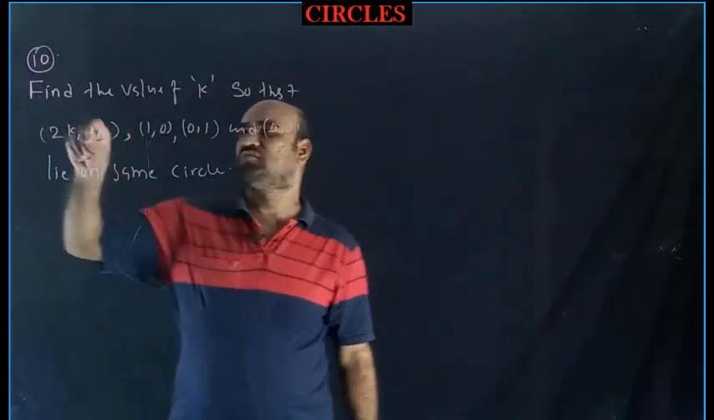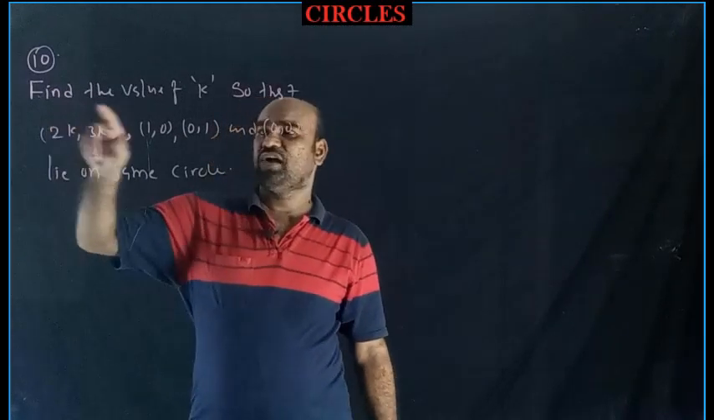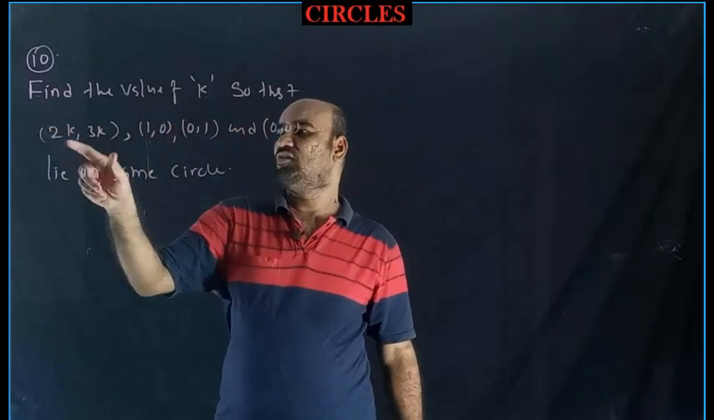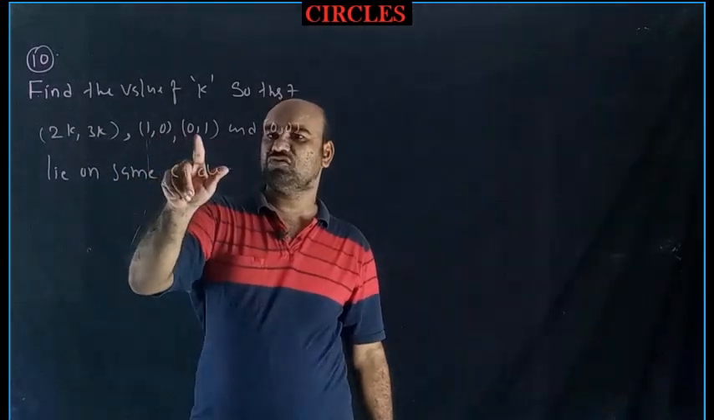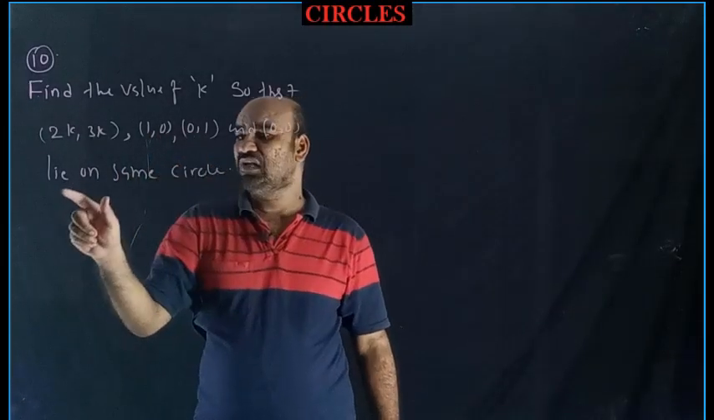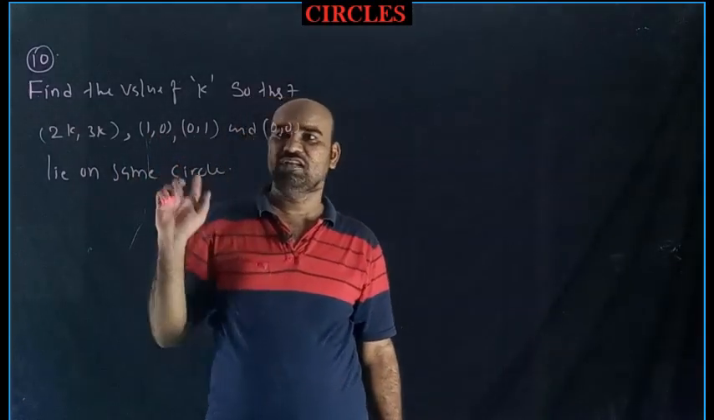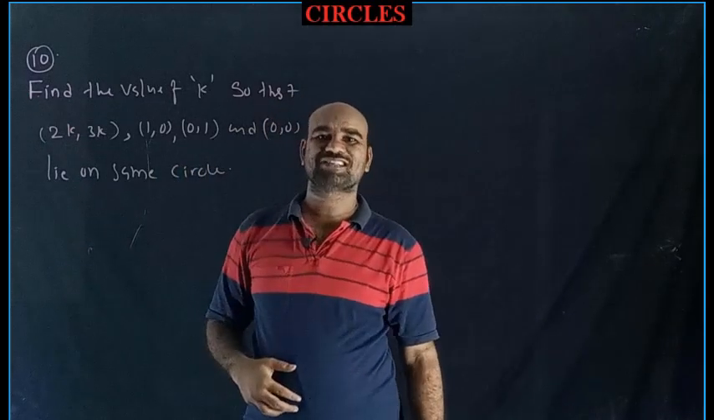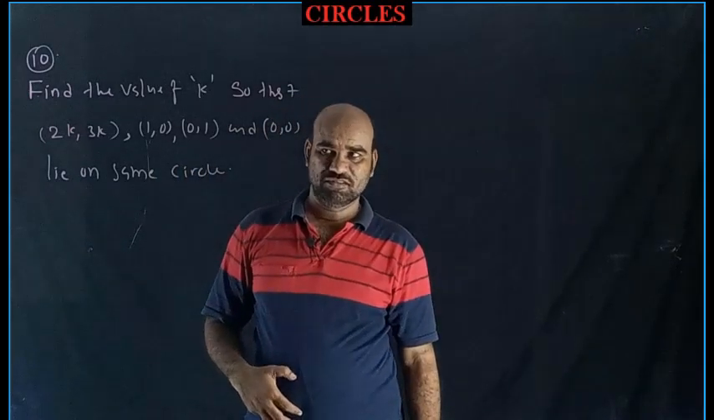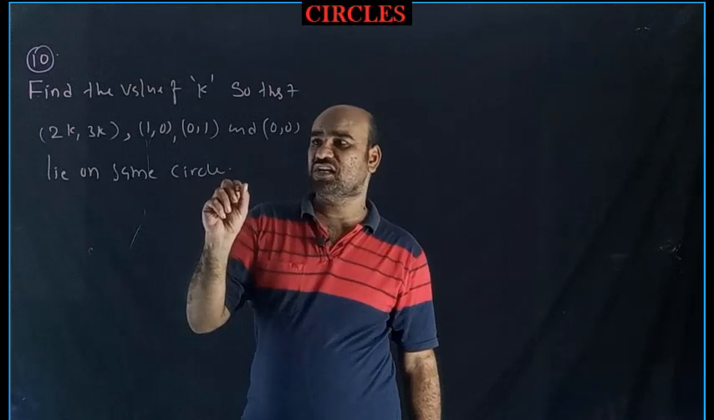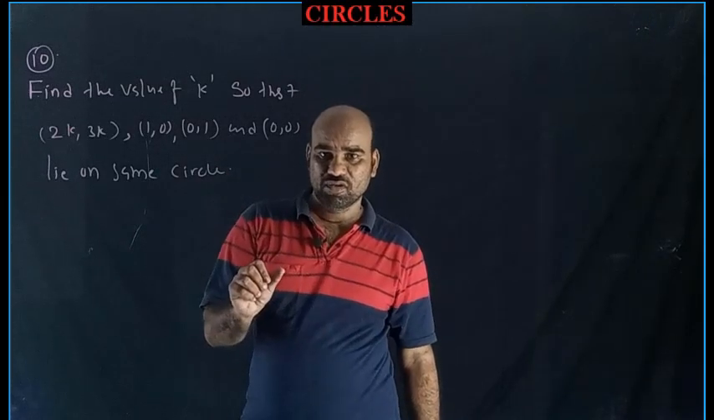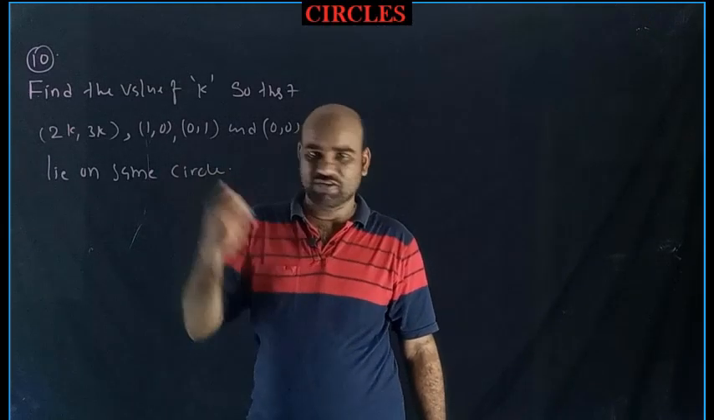Students, 10th problem. Easy one. Find the value of k so that (2k, 3k), (1, 0), (0, 1) and (0, 0) lie on the same circle. Means all these 4 points are concyclic points. Actually, you want to find the equation of the circle that passes through any 3 of them, and you want to substitute the 4th one, we will get the k value.